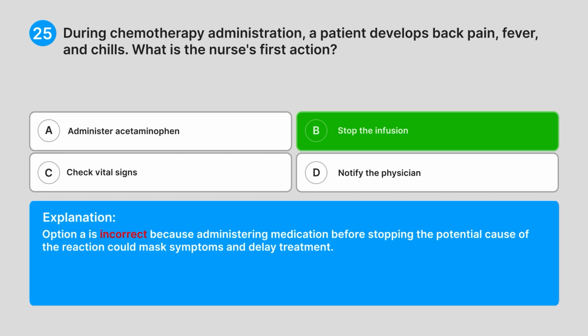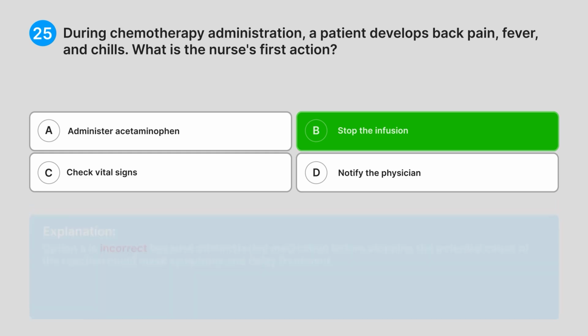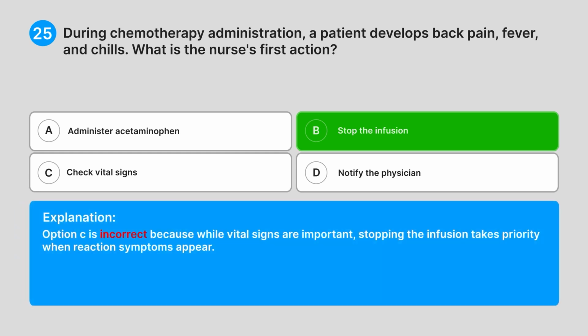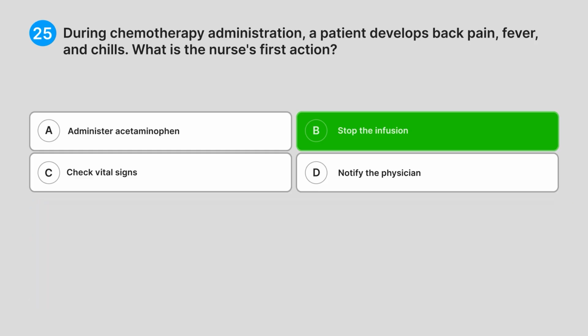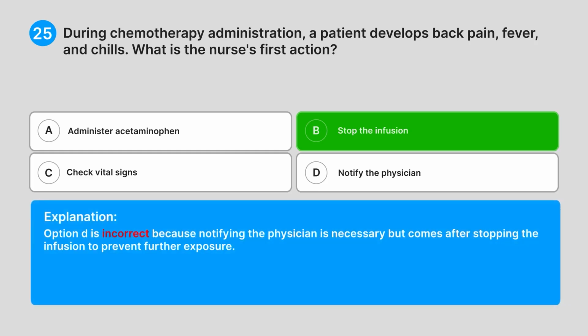Option A is incorrect because administering medication before stopping the potential cause of the reaction could mask symptoms and delay treatment. Option C is incorrect because while vital signs are important, stopping the infusion takes priority when reaction symptoms appear. Option D is incorrect because notifying the physician is necessary, but comes after stopping the infusion to prevent further exposure.